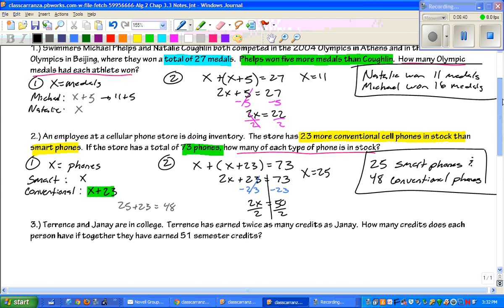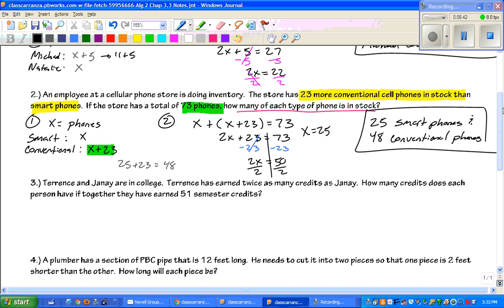Why don't you guys take a look at number 3? I'll read it for you real quick. Terrence and Janae are in college. Terrence has earned twice as many credits as Janae. How many credits does each person have if together they have earned 51 semester credits? So why don't you guys go ahead and circle and highlight the information.